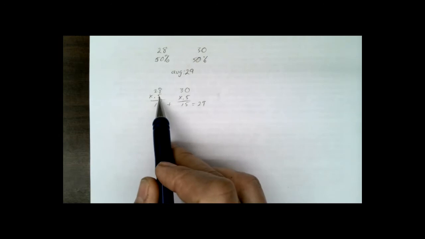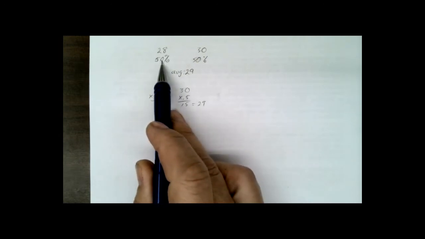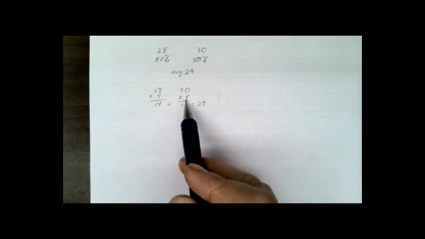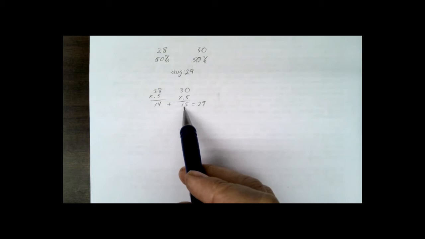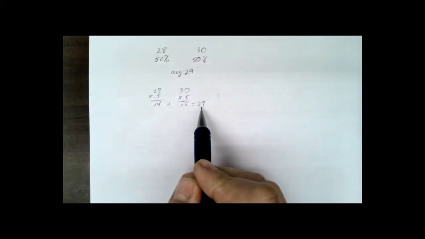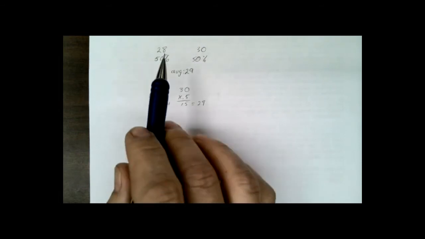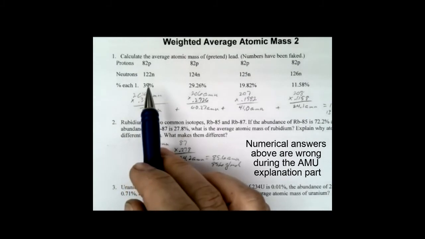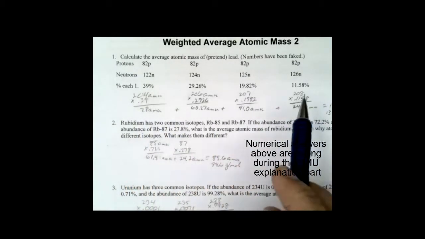But watch, I can also get the answer this way. Let's multiply by the percentage that it occurs in, 0.5, not times 50. This is 50% in regular numbers, 0.5. And I get 14. 30 times 50%, which is 0.5, is 15. And if I add them together, I get 29. So that's how we're going to get the weighted average mass when these aren't equally distributed. So here's an example of masses when they aren't equally distributed.